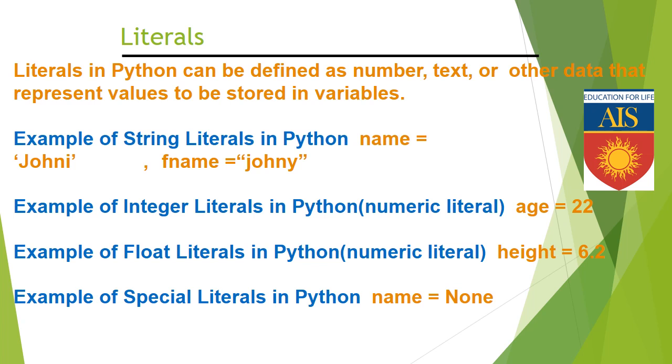In case of name, you can write with single inverted commas. In case of fname, you can write with double inverted commas. That means one thing is compulsory: to mention string inverted commas. Example of integer literals in Python, for numeric literal, age equal 22. Example of float literal in Python, height equal 6.2. Example of special literal in Python, name equal None.